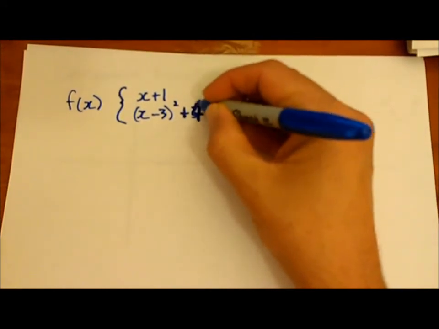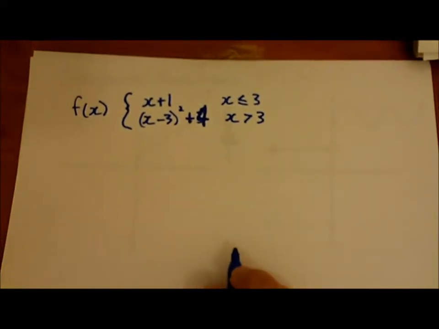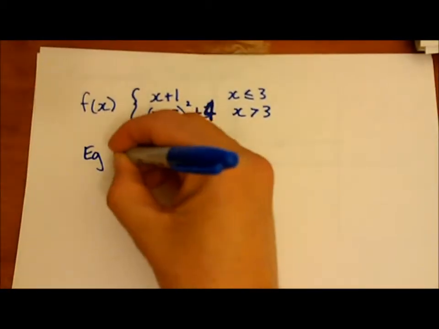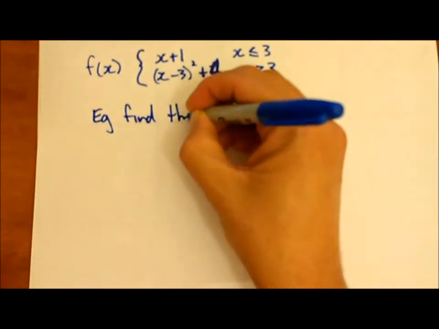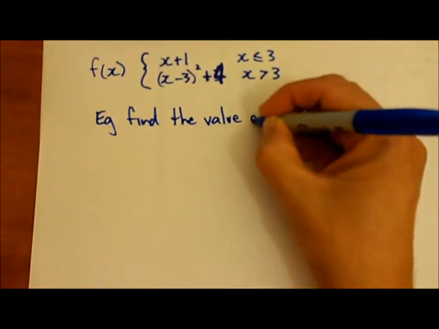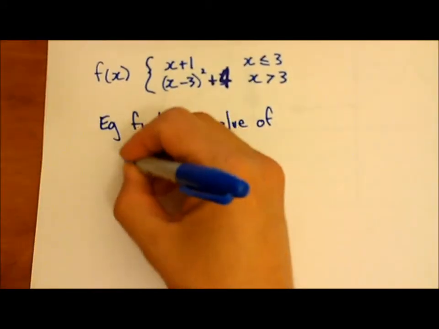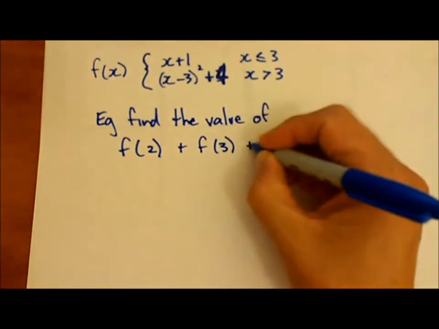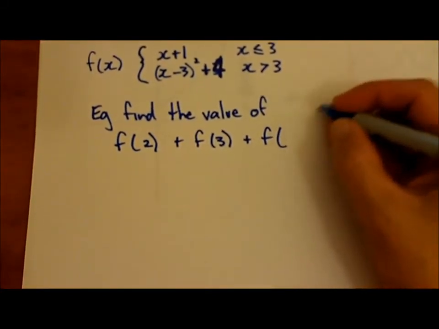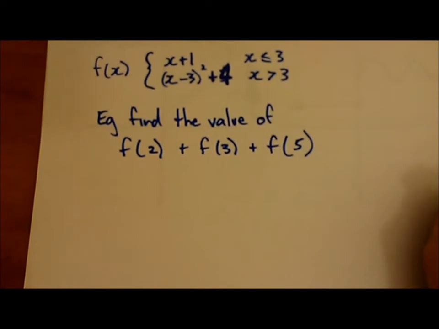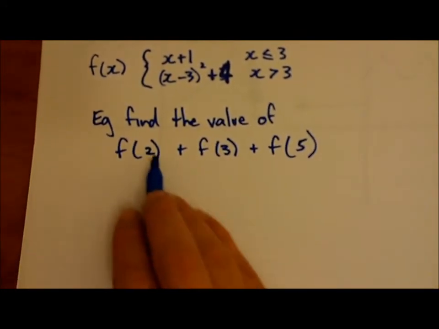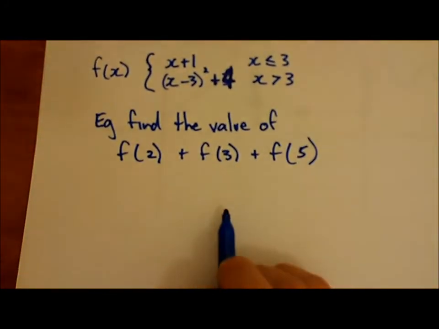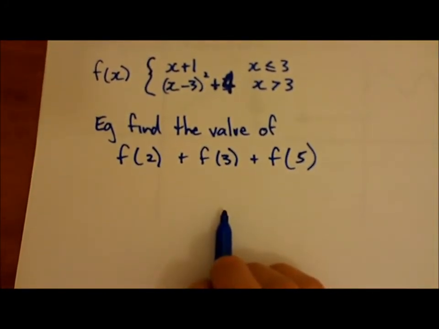You're going to be given a composite function, and you're going to be asked to find some sort of function values. So for instance, you might be asked, for example, find the value of f of 2 plus f of 3 plus f of 5. And so what we need to do then is we need to substitute 3 times in, and we just need to pick which of these two rules is the appropriate rule to substitute in.